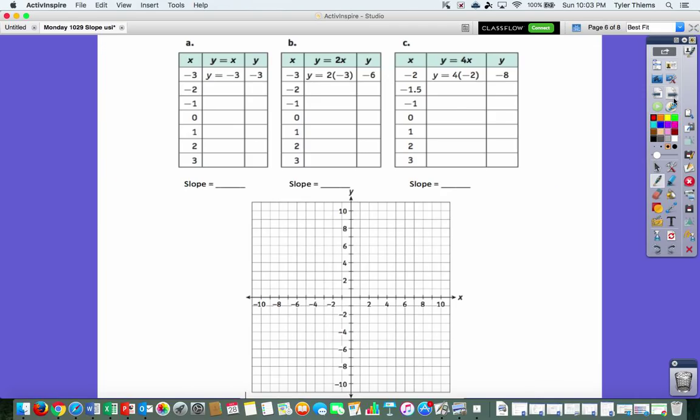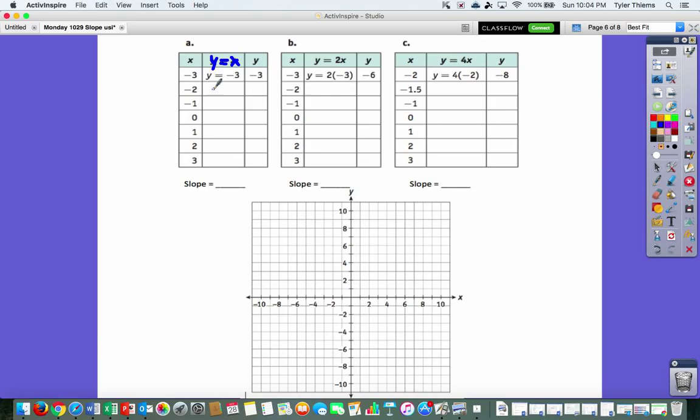Let's take a look at these first examples. In these, we're going to come up with the coordinates. So the x values given to us give us this equation right here, y is equal to x, and then it's going to give us the output, or the y. So in this first example, we have the equation y is equal to x.